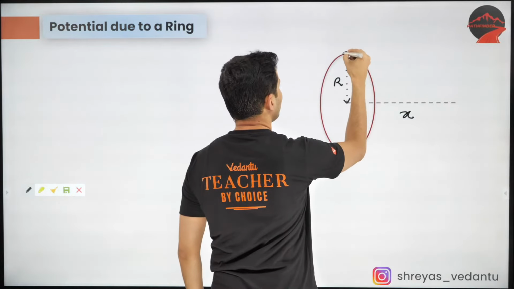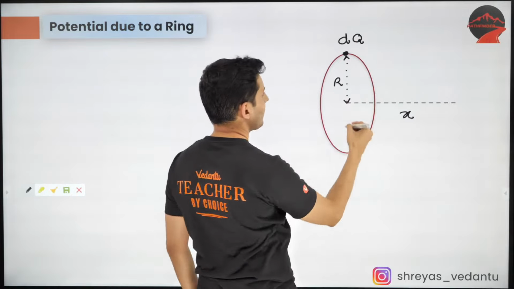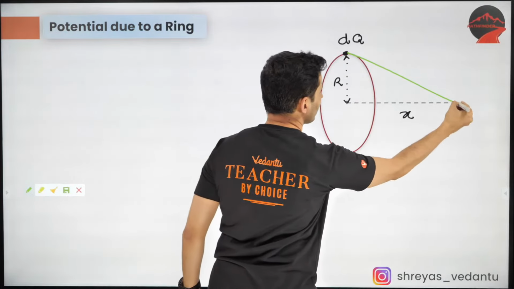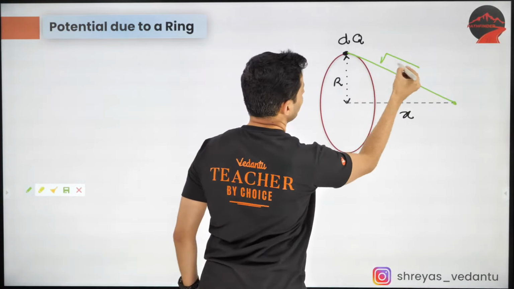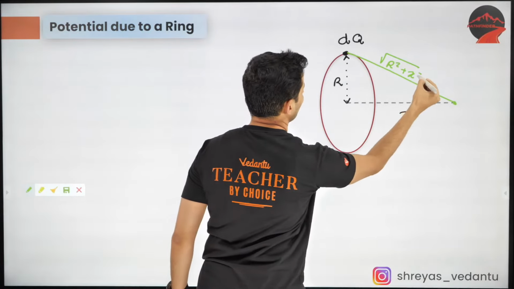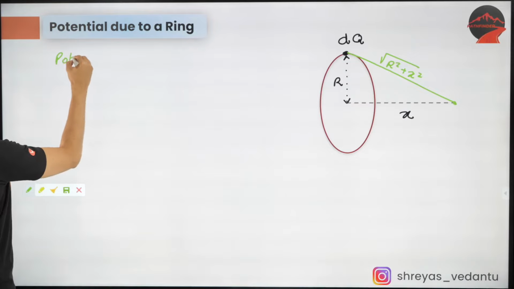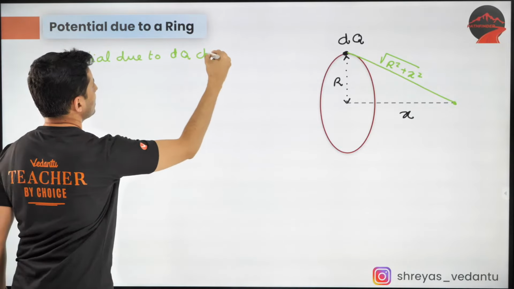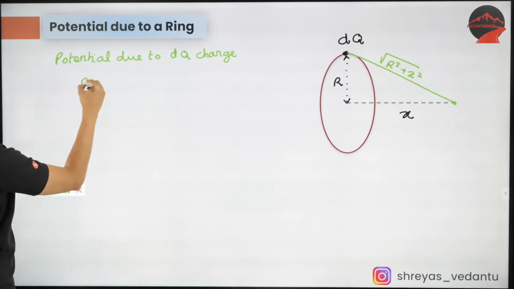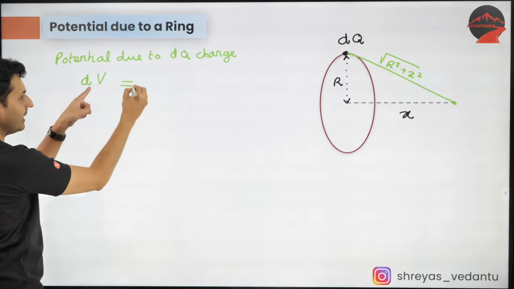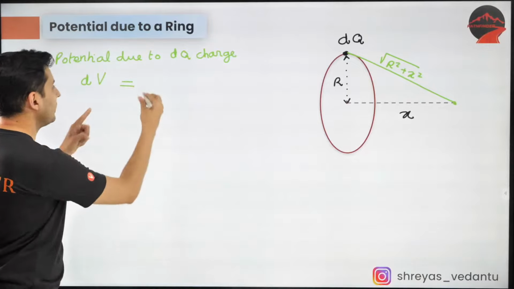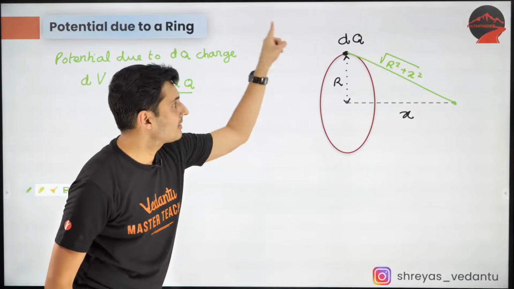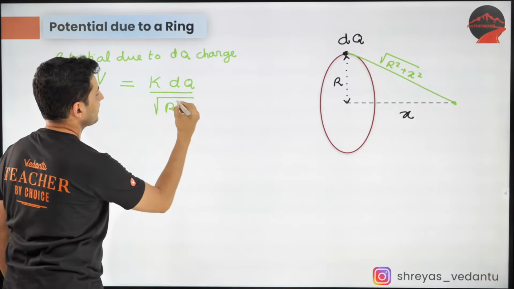So here is my dq charge, let's say, and that creates a potential here. Let me draw a line. What is this distance going to be? It's going to be root of r square plus x square. So potential due to dq charge will be dV, and because it's potential due to a dq charge, it will be k dq by r. Remember, I just told you the formula, kq by r. What is the distance? The distance is root of r square plus x square.